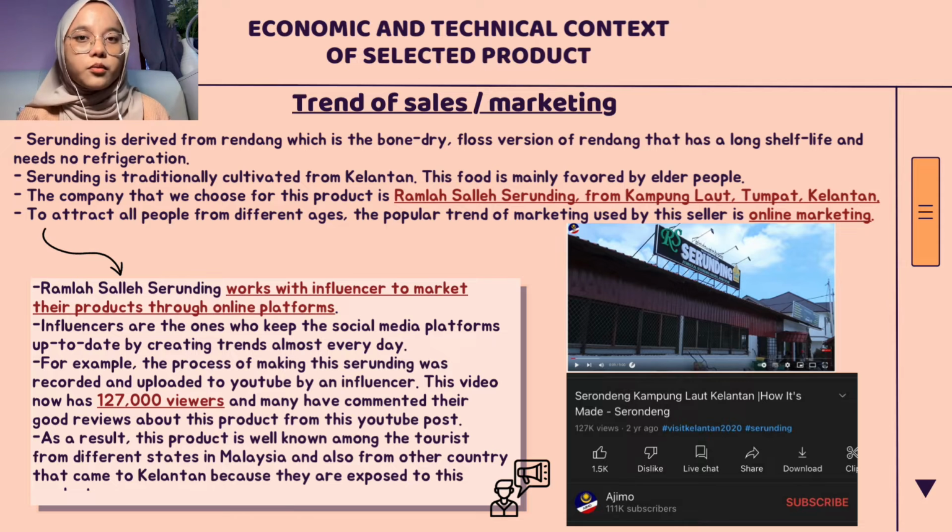For example, the process of making this serunding was recorded and uploaded to YouTube by an influencer. This video now has 127,000 viewers and many commented with good reviews about this product. As a result, this product is well known among tourists from different states in Malaysia and from other countries who came to Kelantan because they were exposed to this product, which makes their sales increase from time to time. Indeed, working with social media influencers can be a great way to share your products.